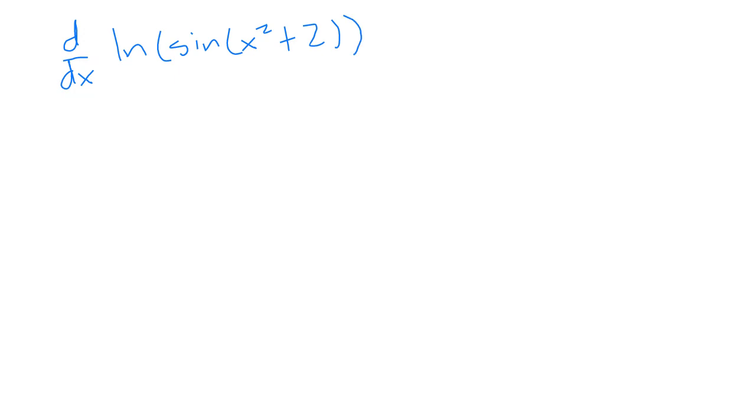Let's think about what we're going to do first. We know we're going to use our log rule, but we also need to think about chain rule. Our outermost function is the natural log, so we can say y equals natural log of u. Moving in a little further, u is sine of some function v. And the innermost function is v equals x squared plus 2.